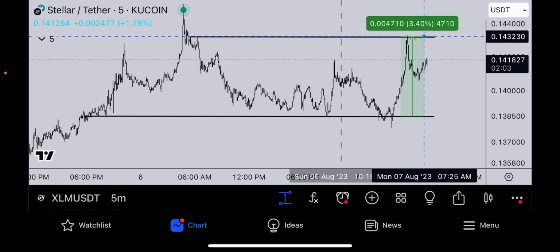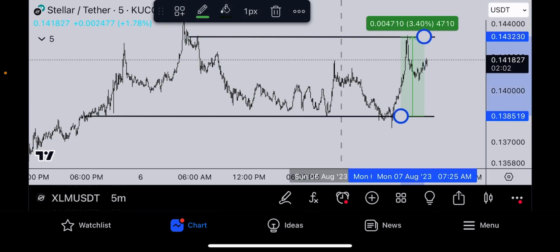And on that move right there, if you just got in from the bottom line to the top line, that's a 3.4% move. On 10x leverage, that's a 34% move, right? 10x is a 34% move. 20x, 68% move. So, if you're smart with your leverage trading and you know what you're doing, you can do that. It's not financial advice.